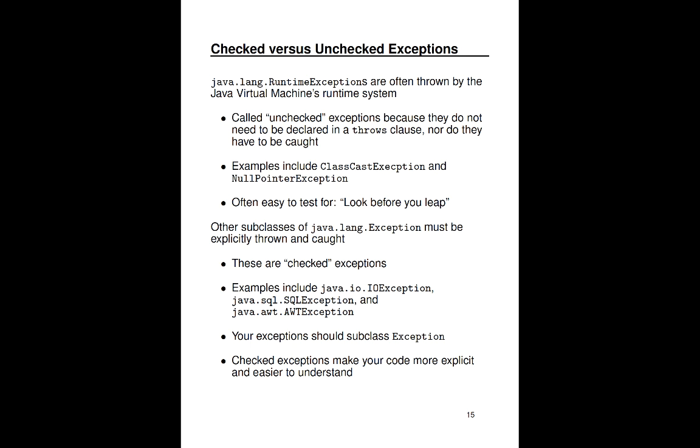You can if you want, but doing something like catching a null pointer exception every time you try to call a method on an object, that would make this code awful, right? That doesn't make any sense. So these are not the kinds of exceptions that you need to declare in your throws clause. Every other subclass of Java Lang exception, however, must be explicitly thrown and then caught. Right? These are the kinds of things that must be declared in the throws clause of a method if the method itself doesn't already handle it. We call these checked exceptions because you must check for them.